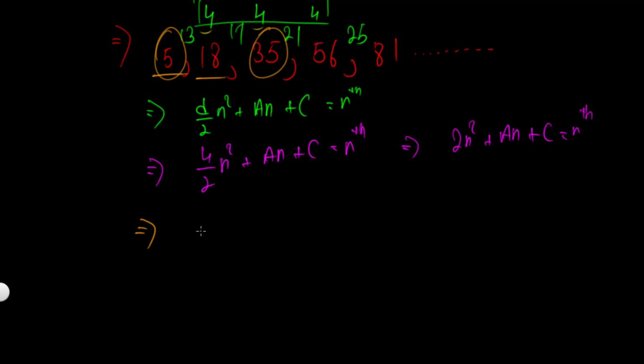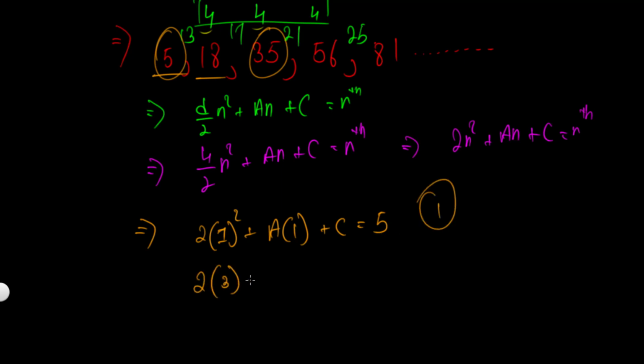So the first equation would be 2 times 1 squared plus b times 1, since n is 1 in the first term, plus c is equal to 5. That's my first equation. For my second equation, I'm using the third term, so my n would be 3: 2 times 3 squared plus 3b plus c is equal to 35, because the third term is 35.